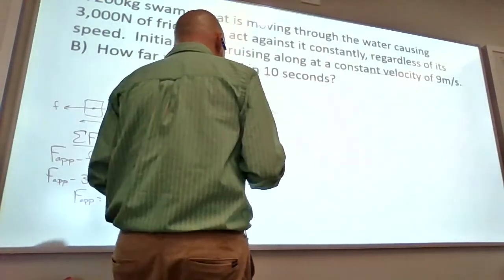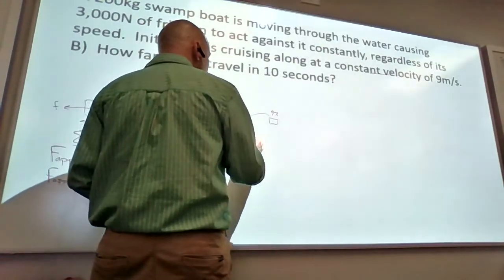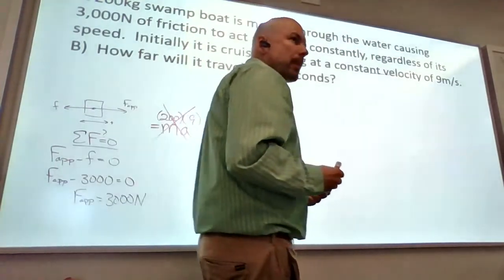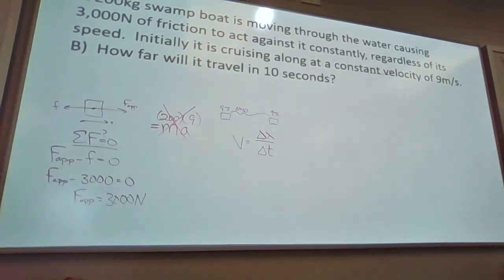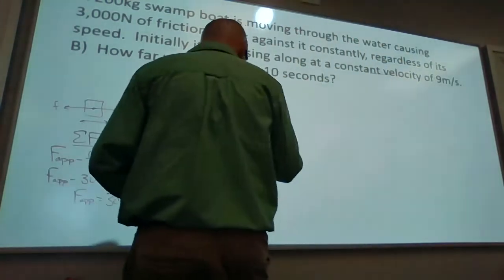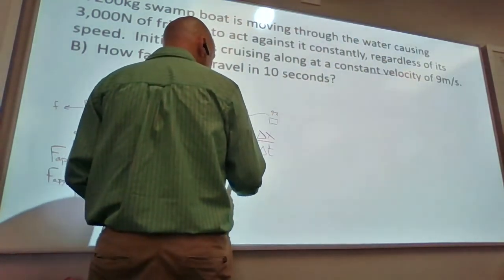Okay. The easiest way, in my opinion, to do this problem is just to employ that equation, because the average velocity is the actual velocity if your velocity is constant. If you're always moving at 9 meters a second, then the average velocity of that is 9 meters a second. Okay? That's the easiest way to do it. And you find that to be 90 meters. Okay?